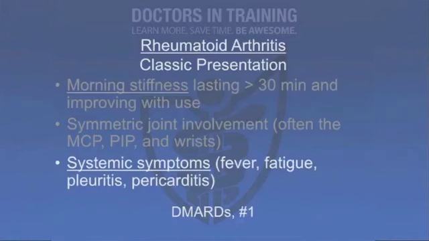And also systemic symptoms. Rheumatoid arthritis can cause fever, fatigue, chest pain. It can cause pleuritis and pericarditis. So those are some of the systemic symptoms that you want to think about.